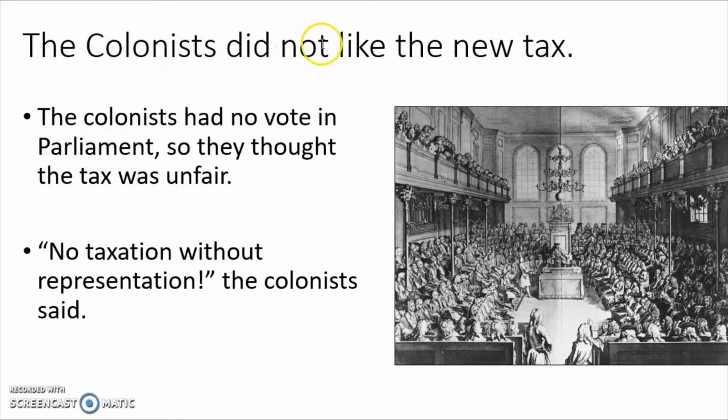The colonists did not like the new tax. The colonists had no vote in Parliament. Remember, they did not have anyone sitting in Parliament, only British people who lived in Britain. So they thought the tax was unfair because these British people made the tax. The colonists couldn't vote on the tax. No taxation without representation, the colonists said. That means we are not represented in Parliament, so why are you taxing us? We don't even have a choice. You just made us pay more money. Not fair.